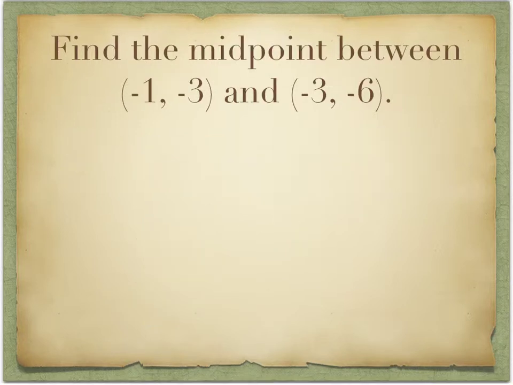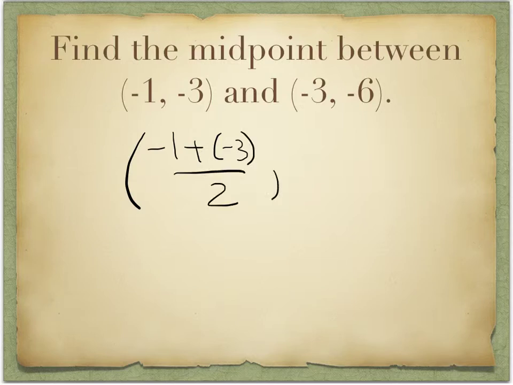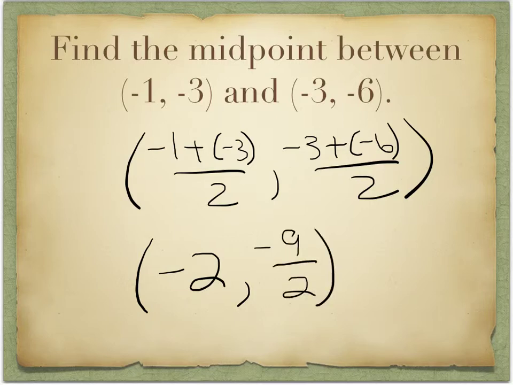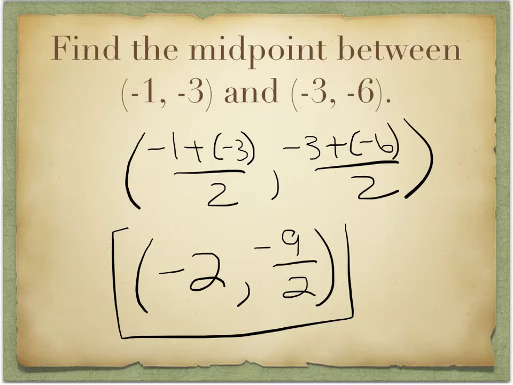Pause the video and now try the midpoint formula. So if we're trying to find the midpoint, we take the average of the two numbers for both coordinates. Negative 1 plus negative 3 is negative 4. Negative 4 divided by 2 is negative 2. Negative 3 plus negative 6 is negative 9, and negative 9 divided by 2 doesn't go in evenly, so we can leave it as an improper fraction.